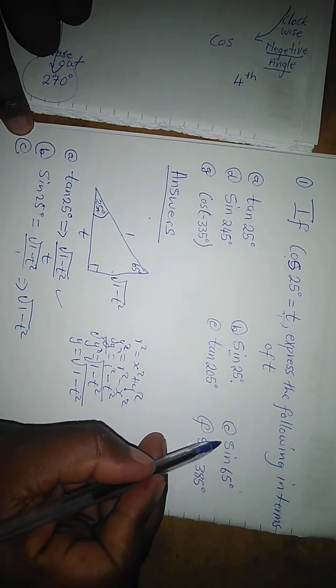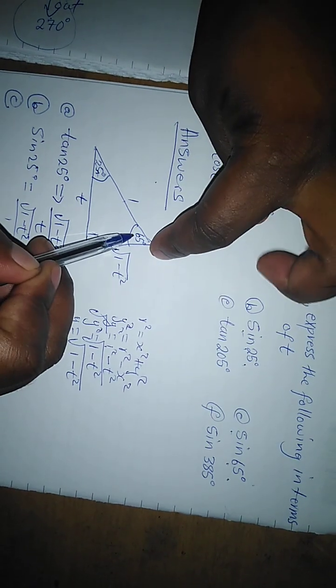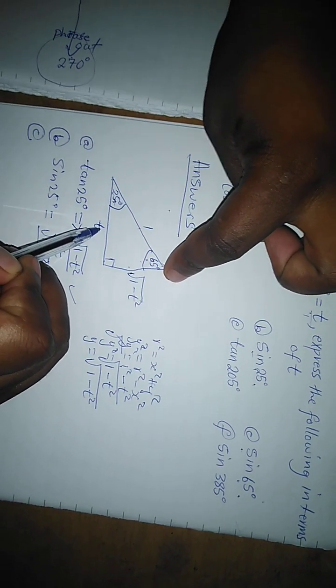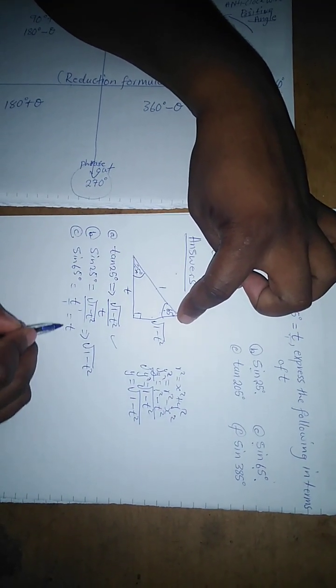Okay, so see, I have sine of 65. Where is 65? Now you understand where the 65 comes from. Here is the 65. Sine is opposite over hypotenuse, so sine of 65 is equal to t over 1, which is equal to t.